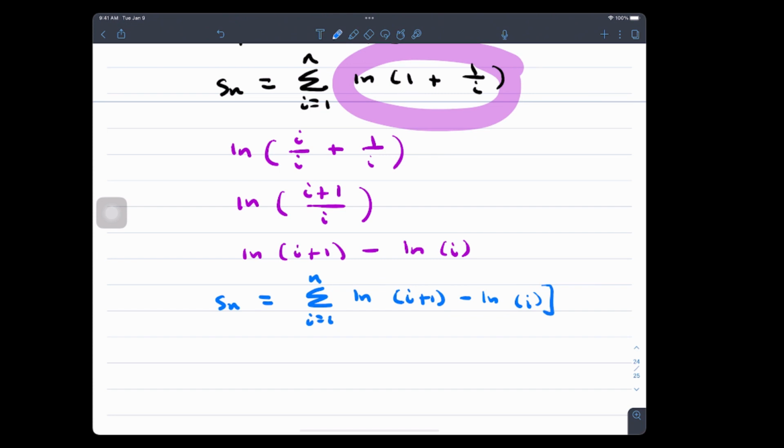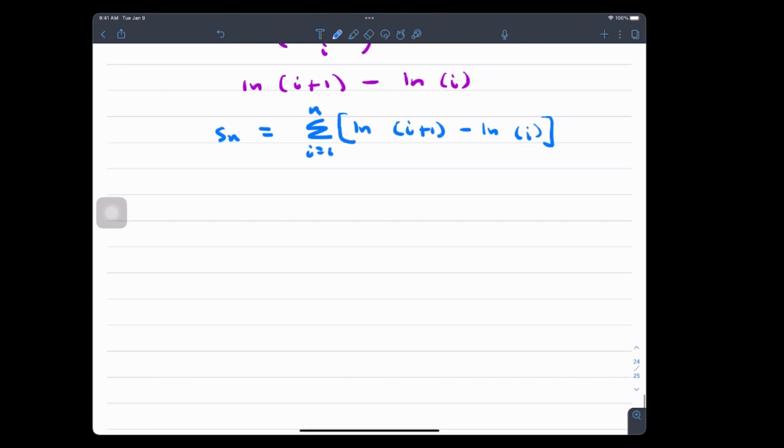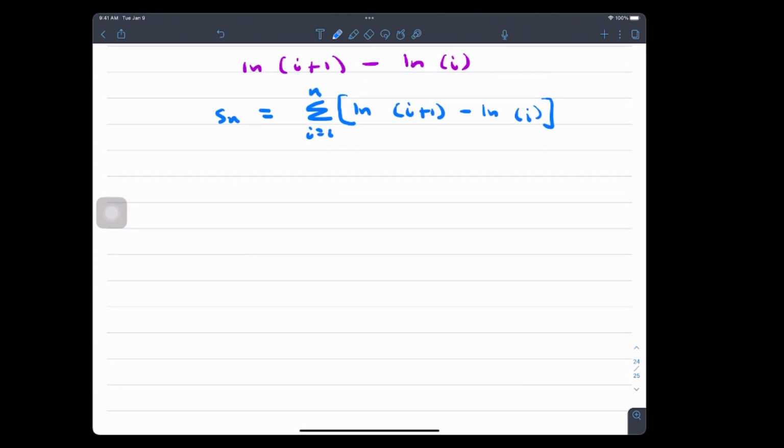Now I got some differences. Because without any differences, there's no collapsing. You got to get rid of those terms. So Sn will now be, let's look at the terms here. Let's start with i equals 1. Well, natural log of what? 2 minus natural log of what? 1, okay?